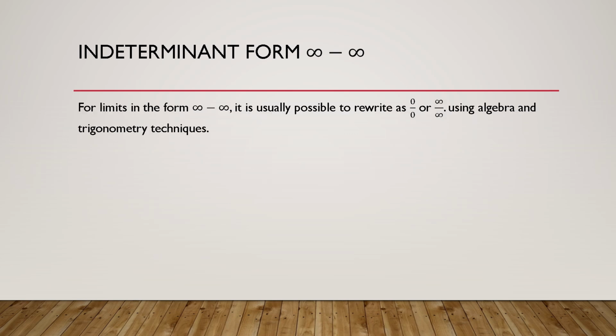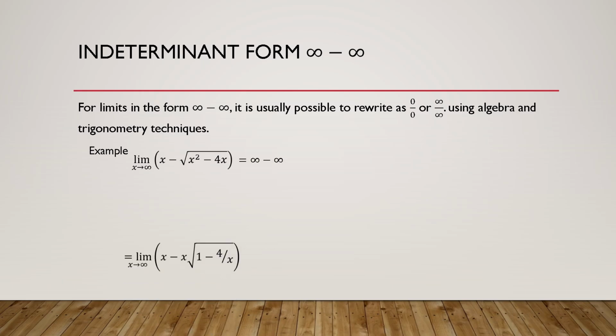For limits in the form infinity minus infinity, it is also usually possible to rewrite the limit as 0 over 0 or infinity over infinity using algebra and trigonometry techniques. As an example, let's take the limit of x minus the square root of x squared minus 4x as x approaches infinity. This limit is indeterminate of the form infinity minus infinity.